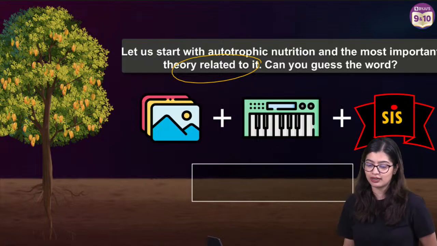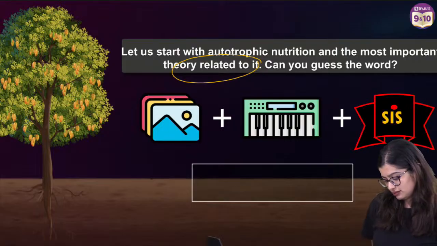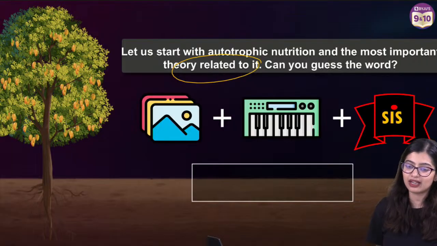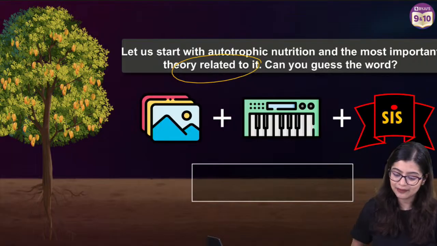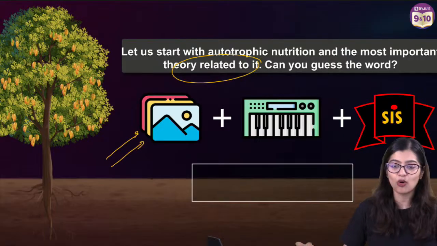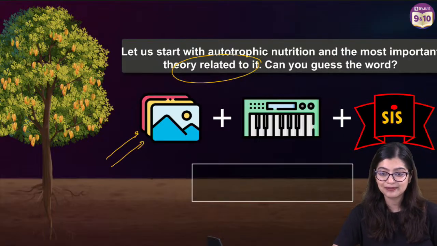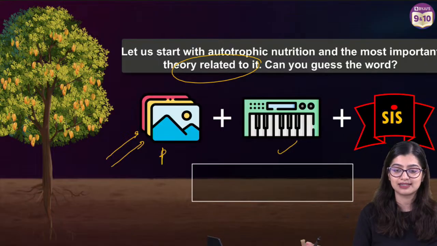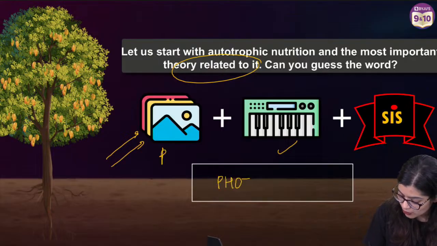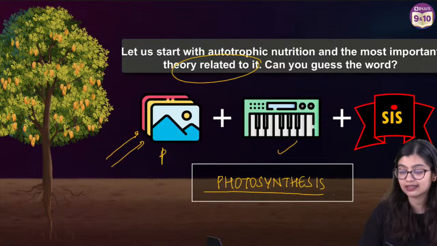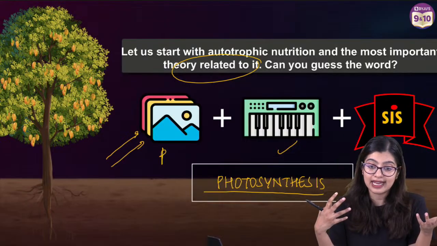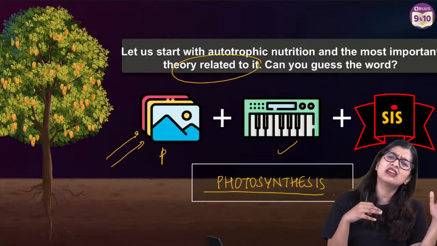From this particular emoji, if you think about it, it's pretty obvious and simple, right? So when you talk about autotrophic mode, what is the most important thing? Yes? Exactly, we have photosynthesis. Very good. So when we talk about autotrophic mode of nutrition, hand in hand we discuss photosynthesis as well, right?